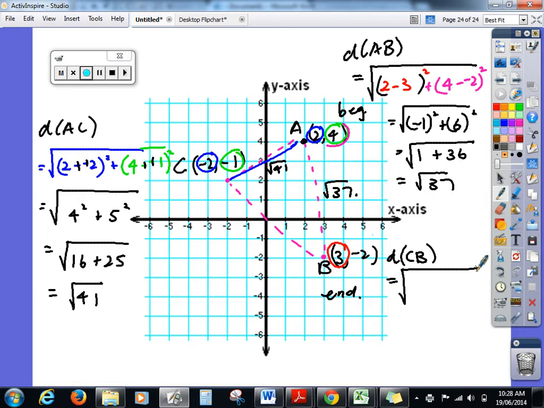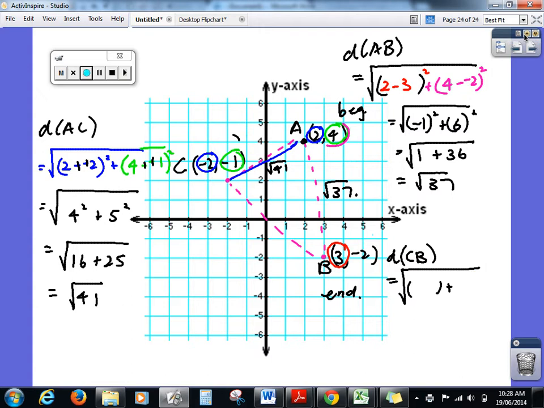Distance CB will be the same as distance BC. And we're simply going to say, well, this time I'll have this up here as the beginning point and B as the end point. So once again, we've written down the formula. The first bracket squared plus the second bracket squared.